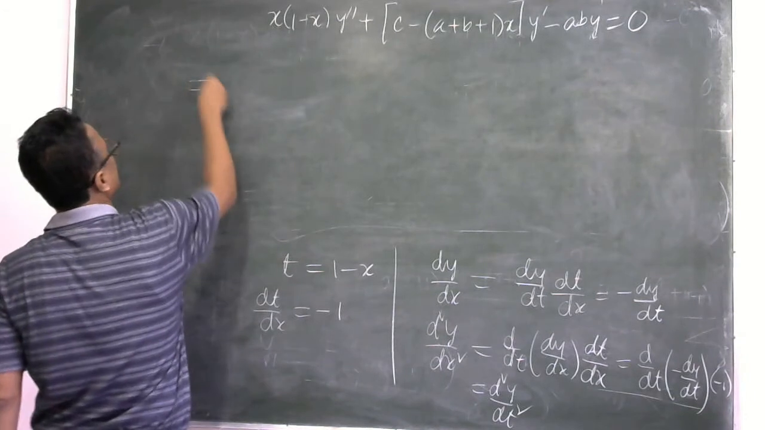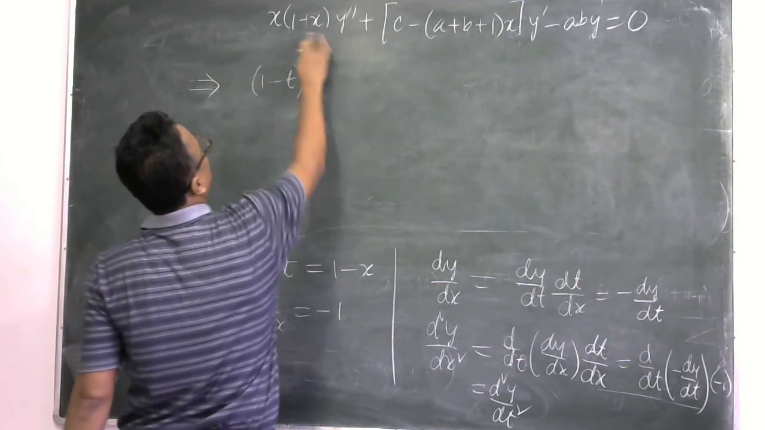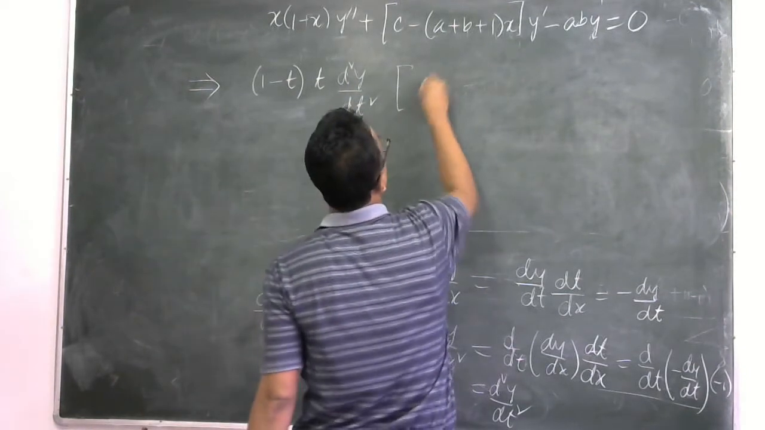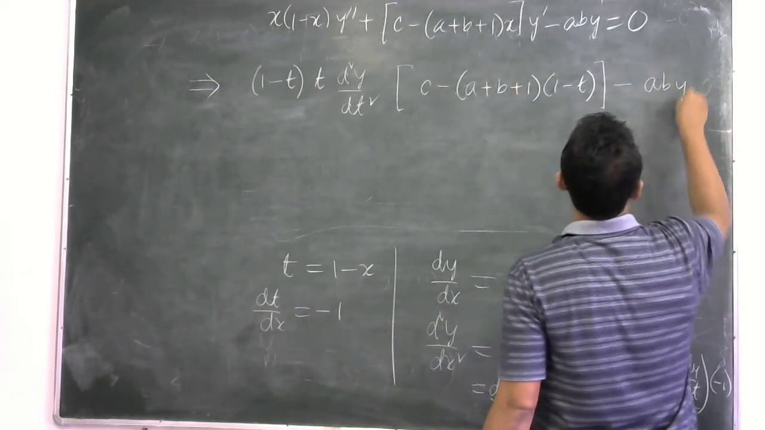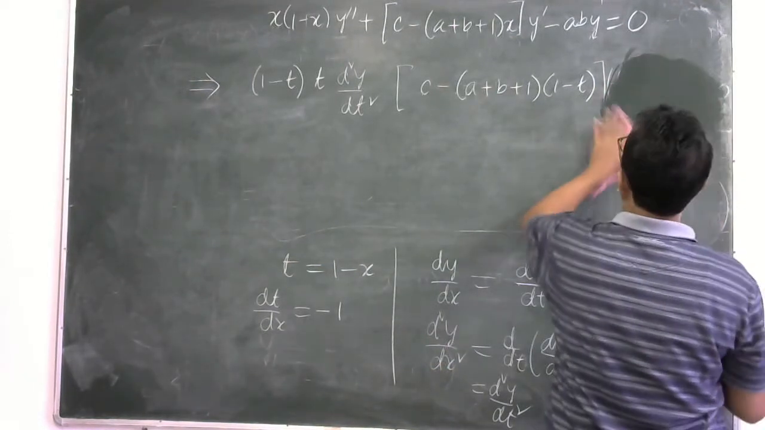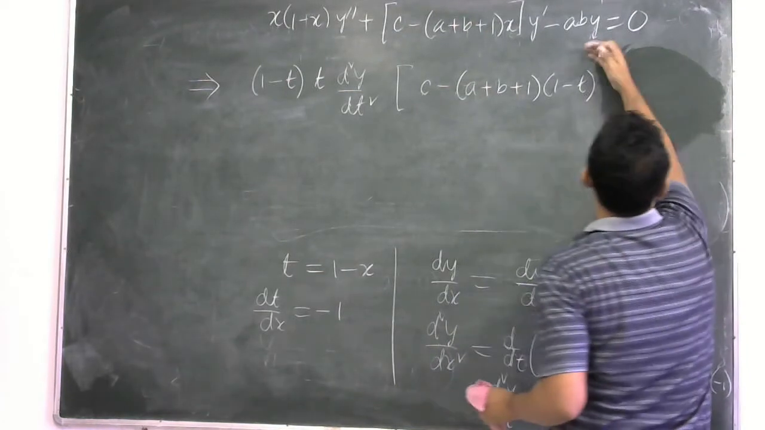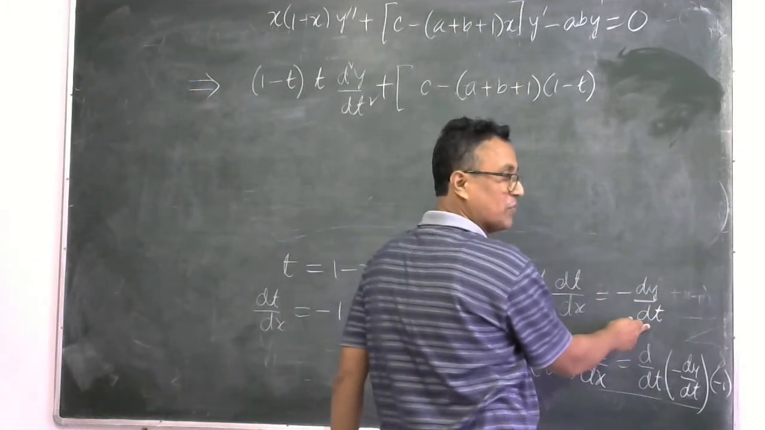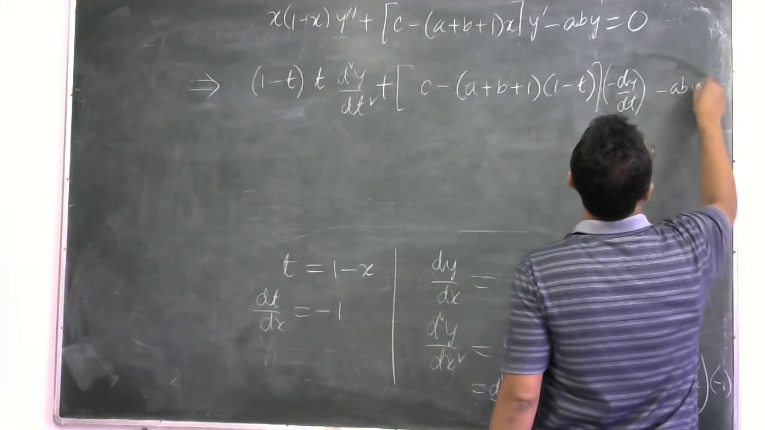Then in this equation, you can see that x is going to be 1 minus t, and 1 minus x is t. This I have already found out: d2y/dt2, c minus a plus x is 1 minus t, and this remains the same. You cannot change this. Because dy/dx is minus dy/dt, let it be like this: minus dy/dt minus a y is equal to 0.